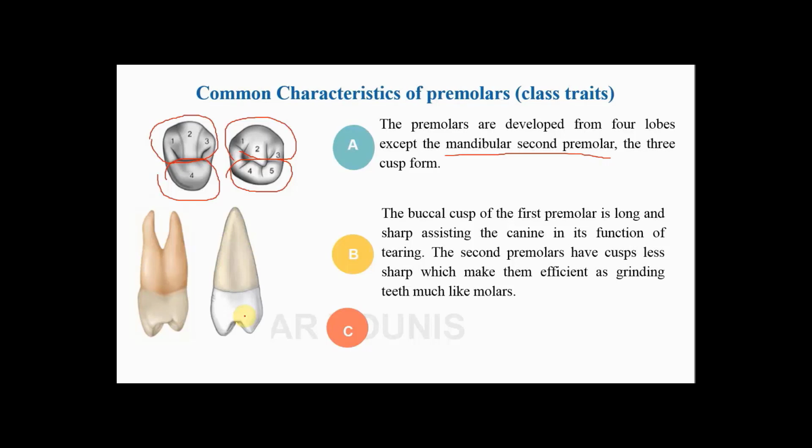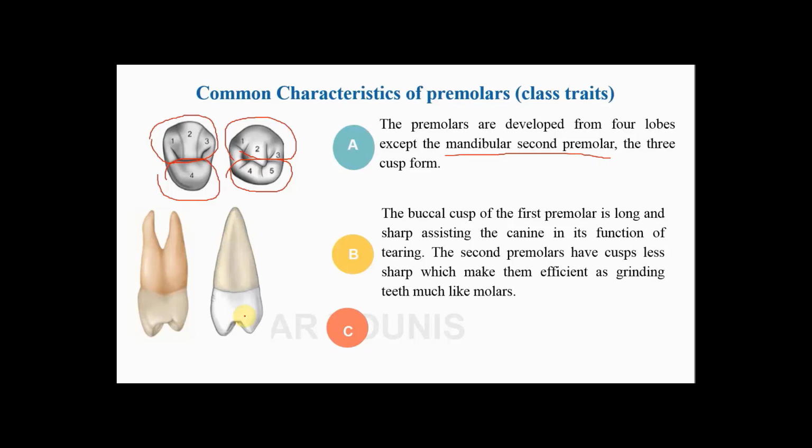Now moving to the permanent premolars. The permanent premolars are 8 in number. We have 4 in each arch, 2 in each quadrant, the first and second premolars. Premolars are considered intermediate teeth between molars and canines.